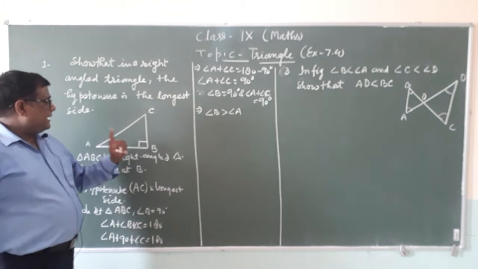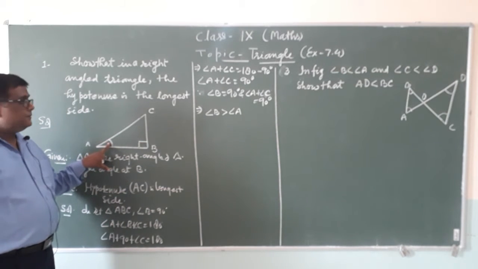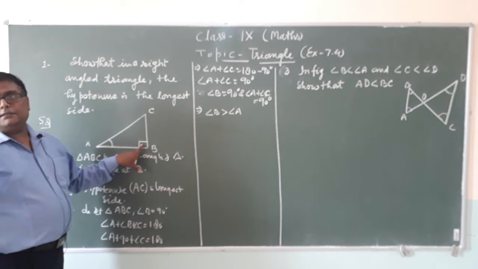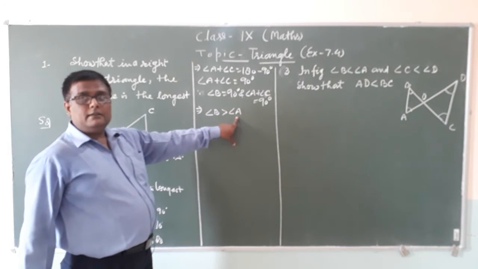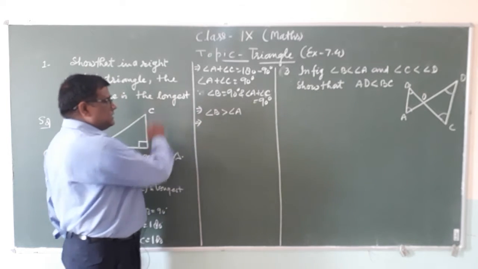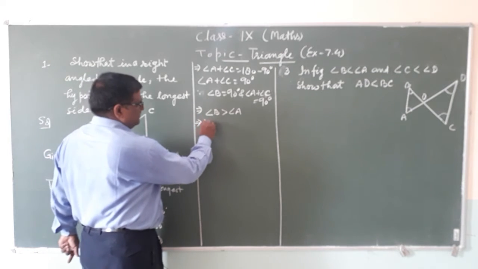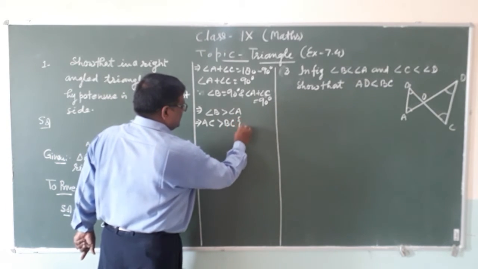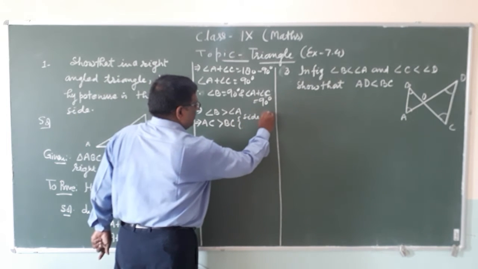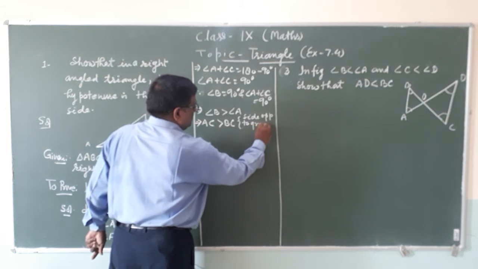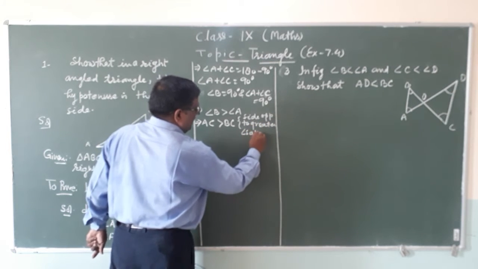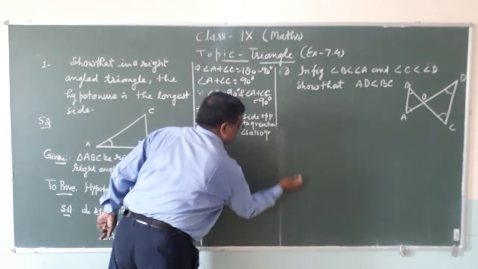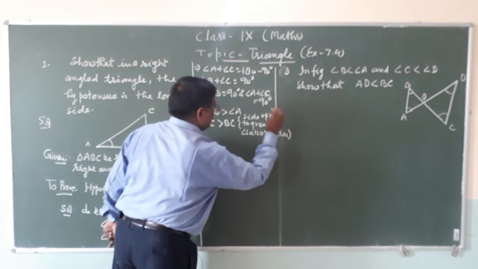First of all, we will show that angle B is greater than angle A, because the sum of two angles is 90 degrees and only one angle, this angle B, is 90 degrees. So angle B is also greater than angle A. This implies that the opposite side of angle B, that is AC, is greater than the opposite side of angle A, that is BC. Here we will write that sides opposite to greater angles are also greater. This criteria is equation 1.